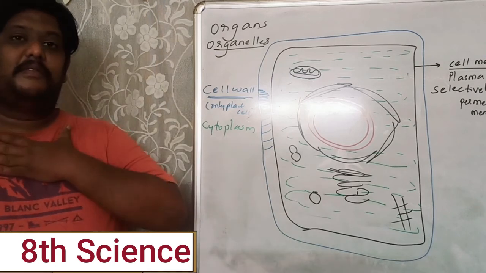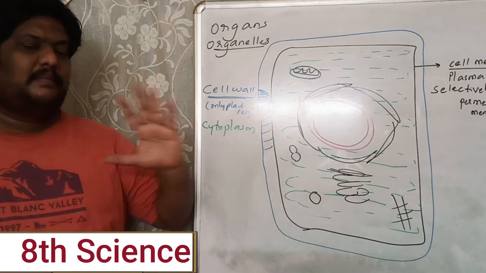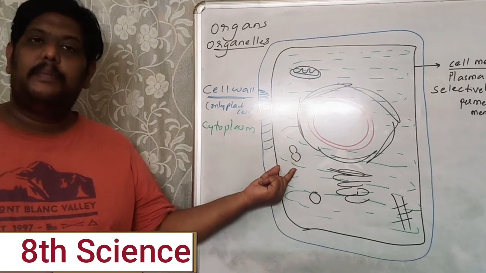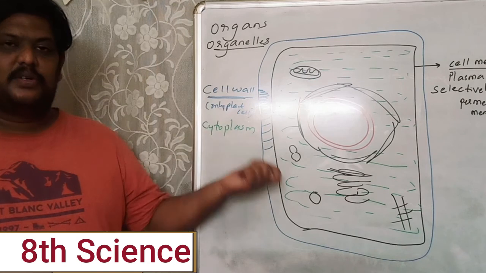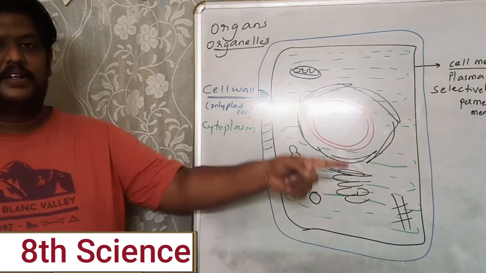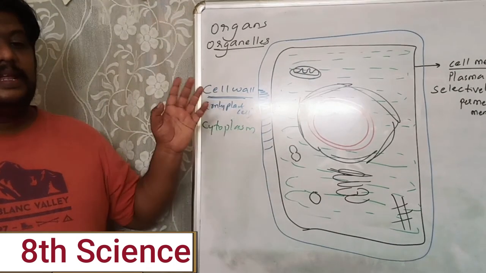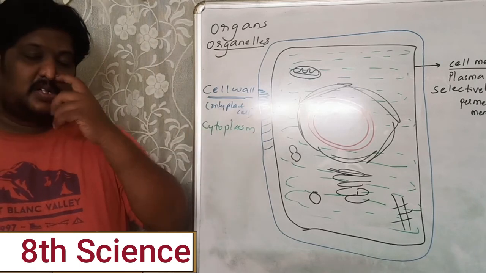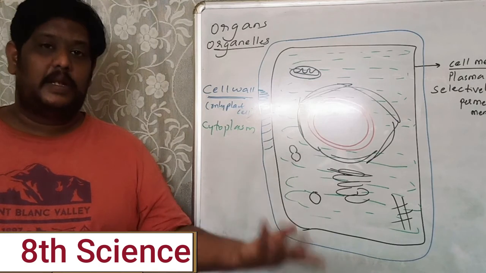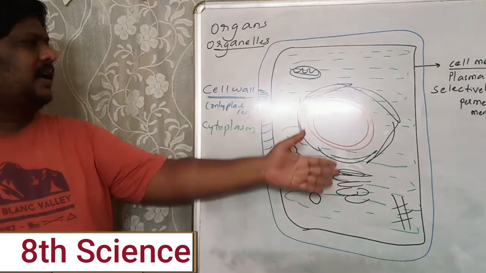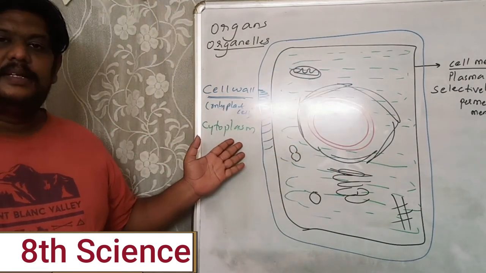Whatever we are doing, the same things should be done by the amoeba also. That means the amoeba's single cell should maintain all the functions of the body, like respiration, excretion, ingestion, even growth and reproduction. All the things are controlled by the single cell itself.